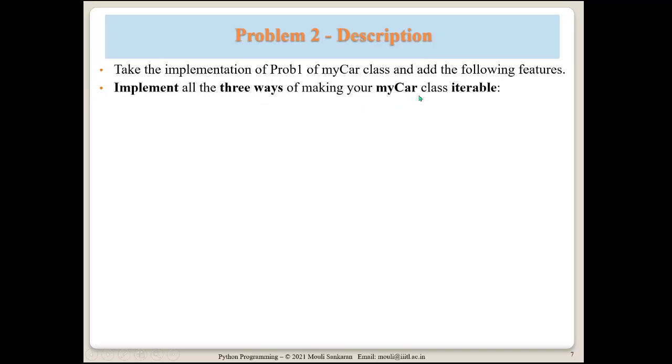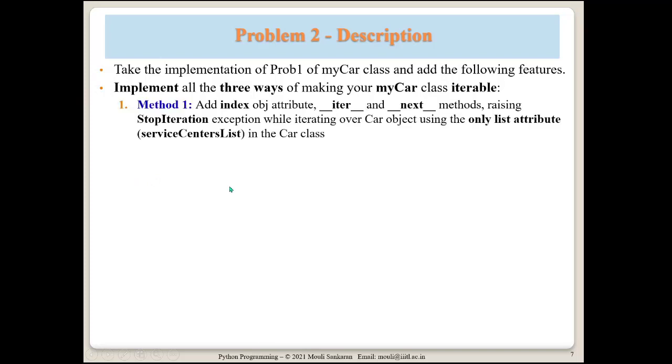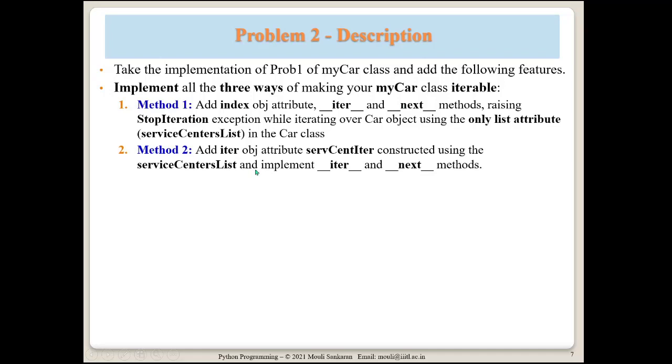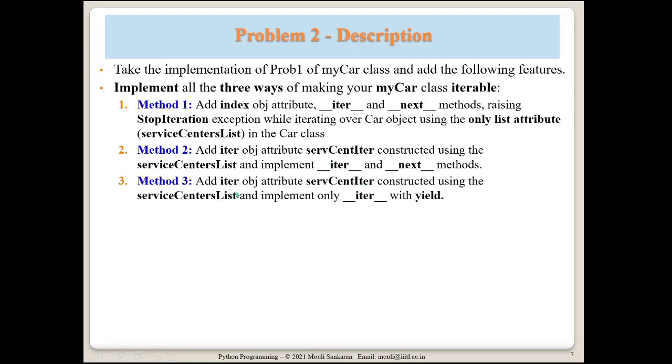Implement all the 3 ways of making your my car iterable. That means you have to make it iterable using all the method 1, method 2, method 3. Method 1 is add index, and then use this method, and then stop iteration, you will be raising an exception. And then method 2 is you are using the next of the iter object. Okay, now you will be using the service center iterator, and then use the iter next. It is same as whatever we have implemented yesterday. Method 3 is only use the iter, not even next.